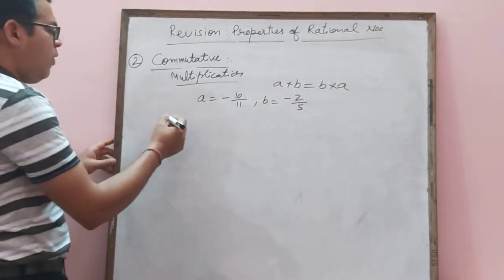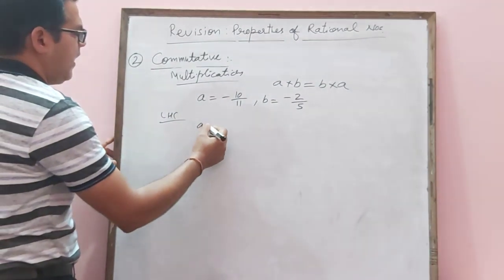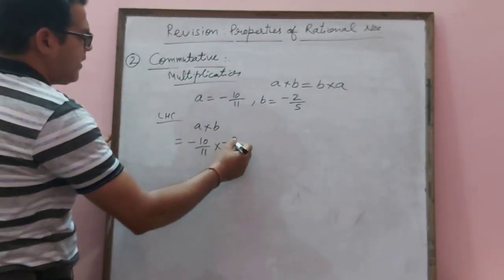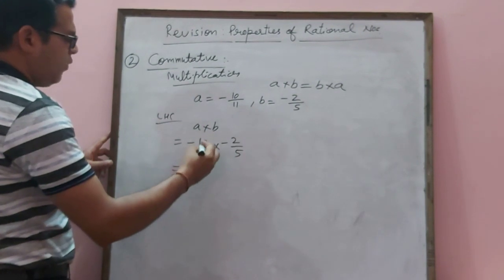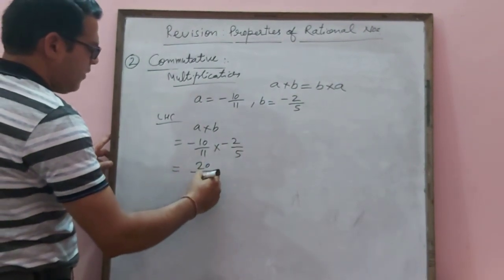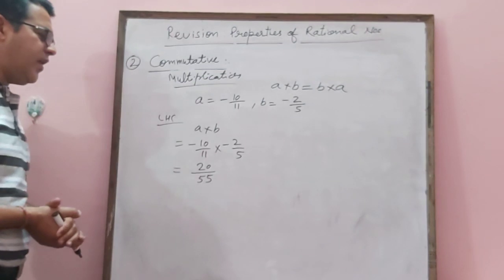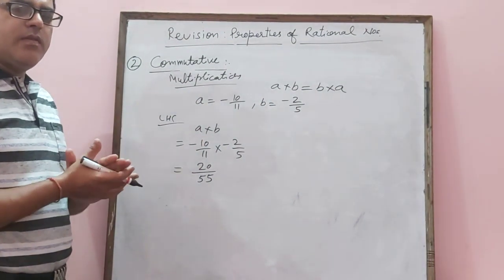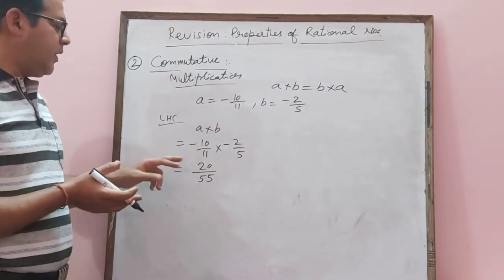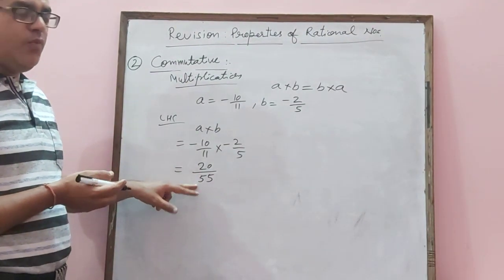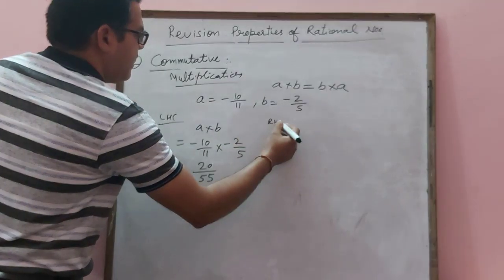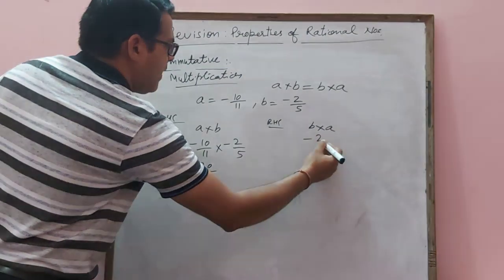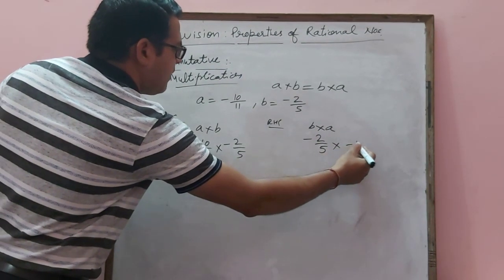So the left hand side first, A into B. Minus 10 by 11 into minus 2 by 5. So we can write here 20 by 11 5s are 55. So 20 by 55. You know that negative makes positive in multiplication. So we have 20 by 55 here. And in the right hand side, we are multiplying B with A. B is minus 2 by 5 and A is minus 10 by 11.